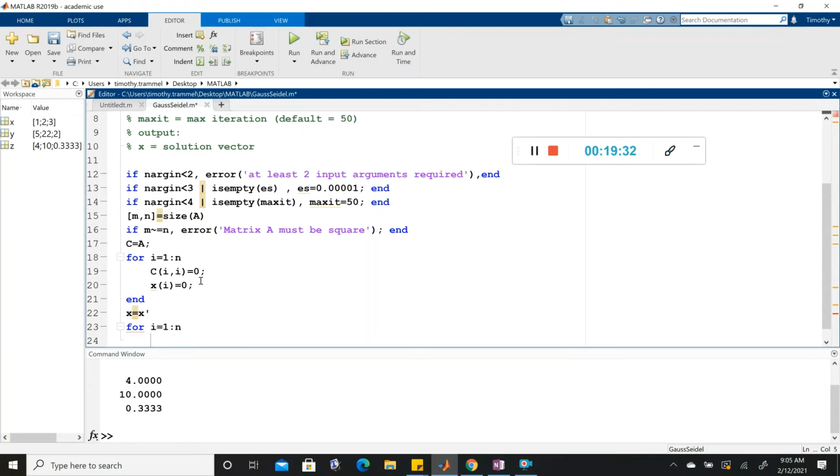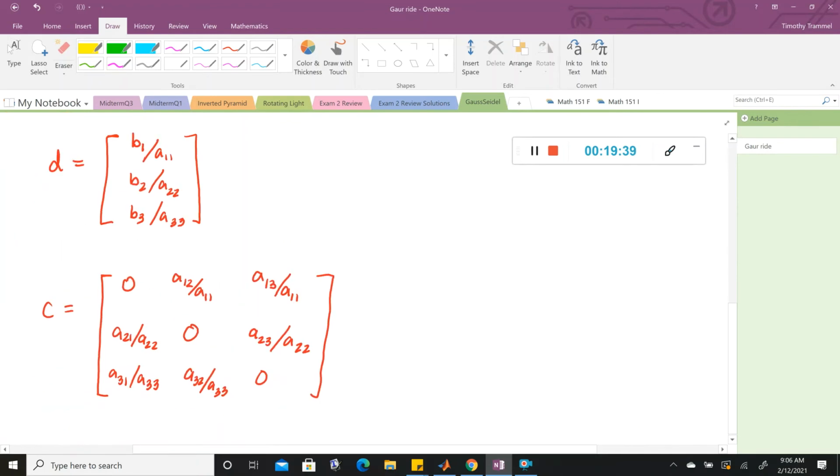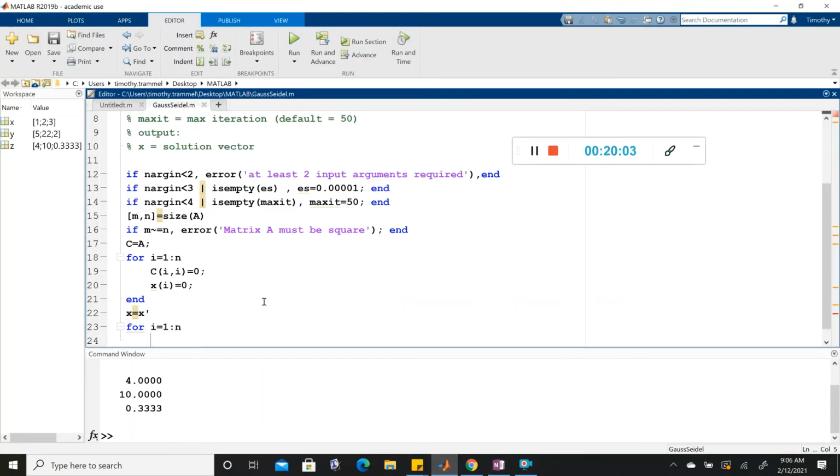And actually, I want us to go back to our OneNote for just a second to see what we had there. Okay. So if you do look at the matrix C, right, A12 is still in the right spot. It's just been divided by A11. A13 is still in the right spot. It's just been divided by A11. And I could say that about the rest of the non-zero elements. They are just A divided by their corresponding diagonal. All right, well, let's go back into Matlab and make that happen.